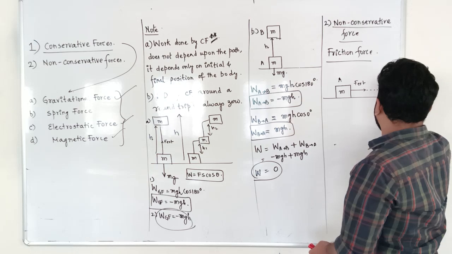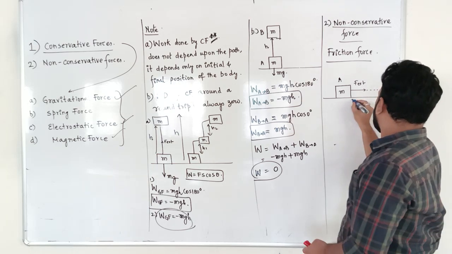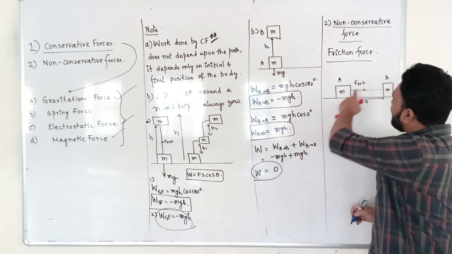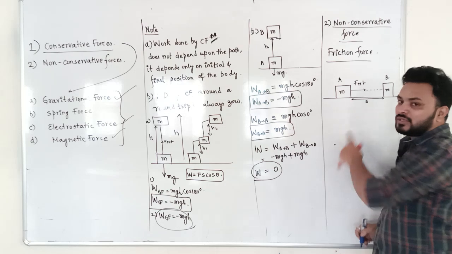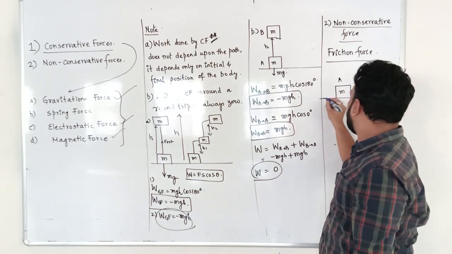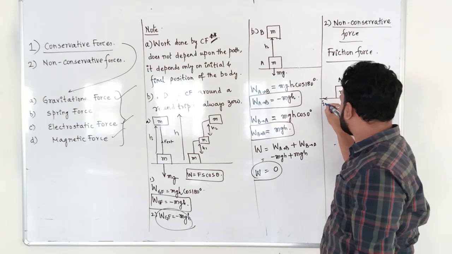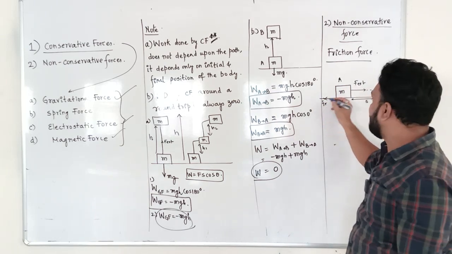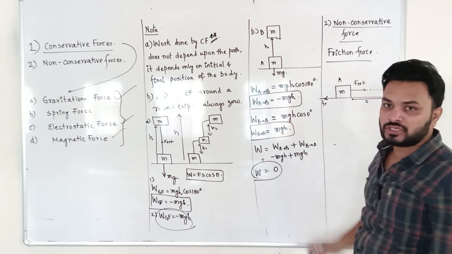It is at B point. Now, see here, it has gone this much displacement, S displacement. What is the work done by the external force? W equal to Fs cos theta, right? Now, friction force is acting in this direction, no? Opposite direction. It is always opposite to the direction of motion, right?